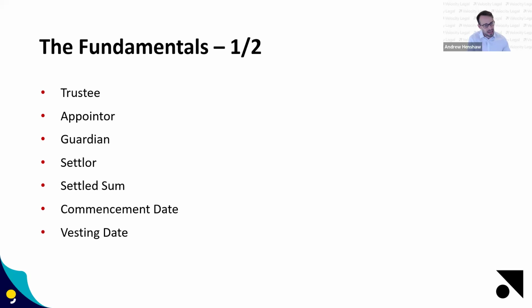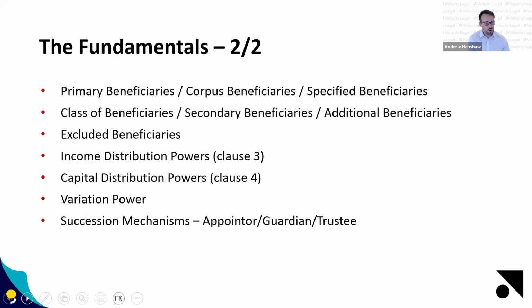You've got the date that starts, the date the trust vests. You will have some sort of concept generally of a primary beneficiary. It might be described as a corpus or specified beneficiary. And then you'll have this wider class, which is described by relation, you know, the parents of Homer Simpson. You will have some excluded beneficiaries. You will have a power to distribute income, which is often clause 3. You'll have a power to distribute capital, which is often clause 4.